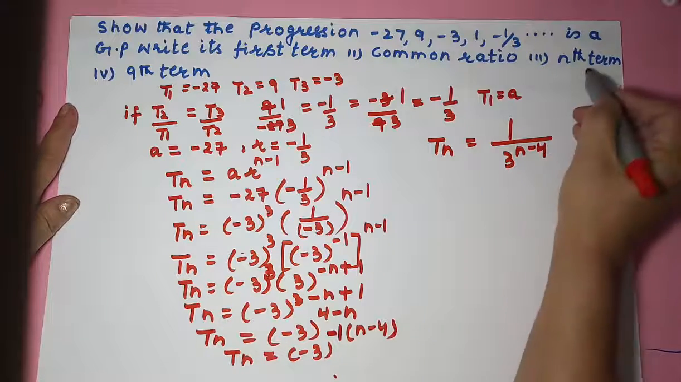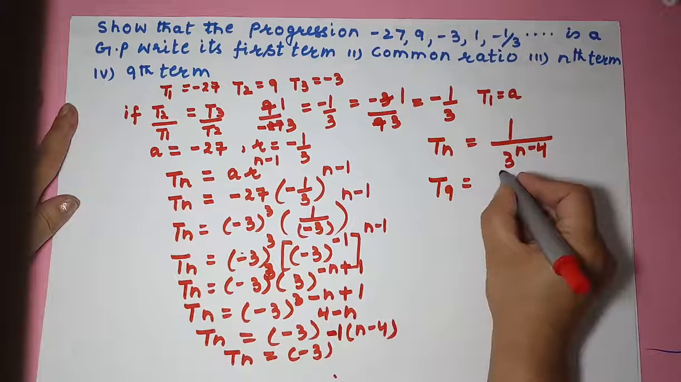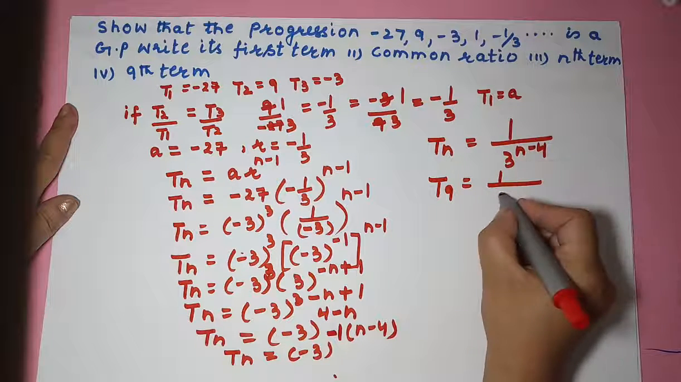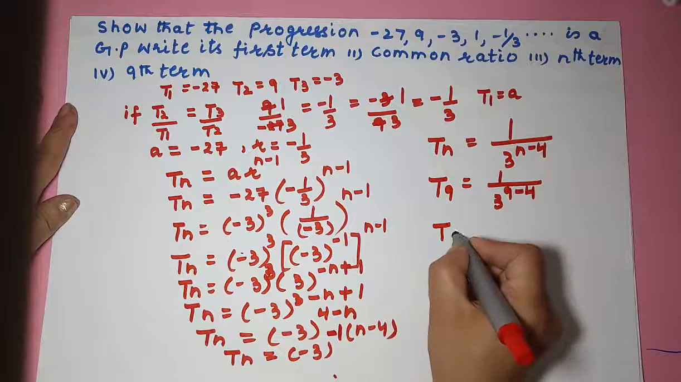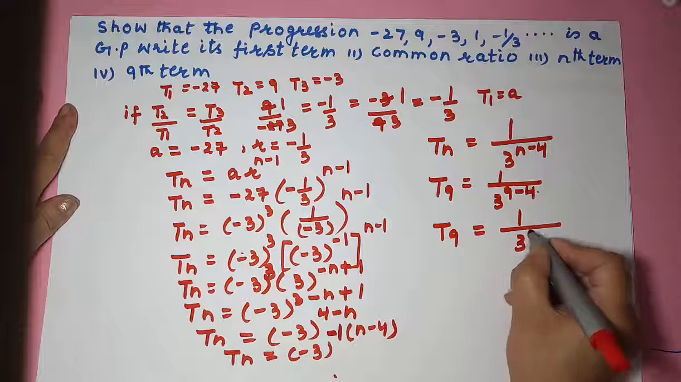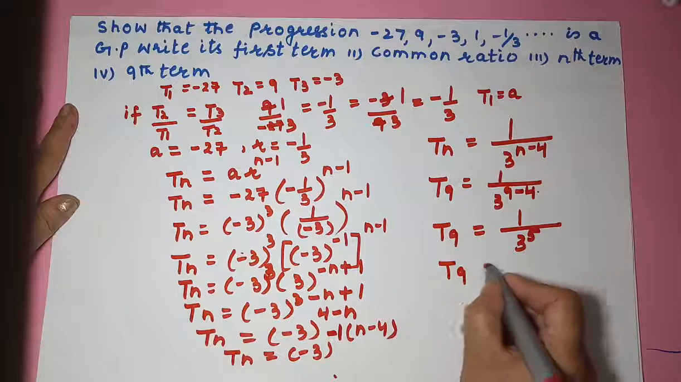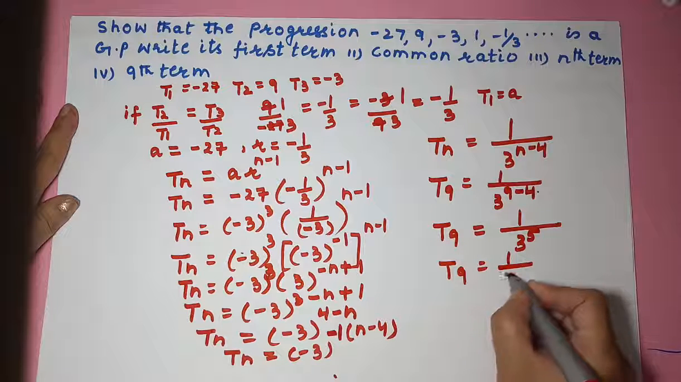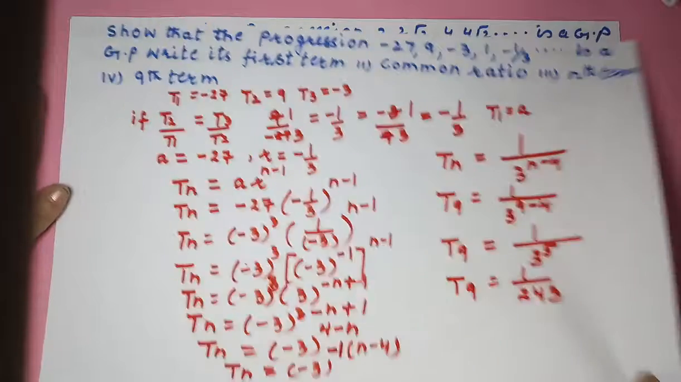Now he wants me to calculate the ninth term. Now how do I calculate the ninth term? I have to replace this n by 9. 9 minus 4. So my T9 is 1 upon 3 raised to 9 minus 4, which is 5. So this is 3 raised to 5. So what is 3 raised to 5? It is 243. So T9 is 1 upon 243. Right? Okay.